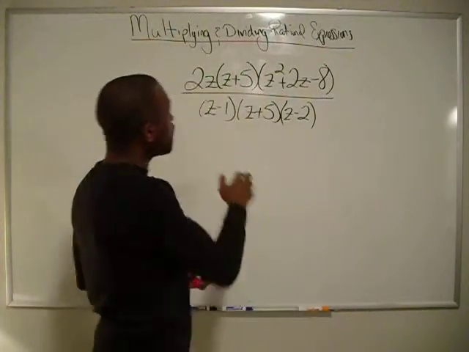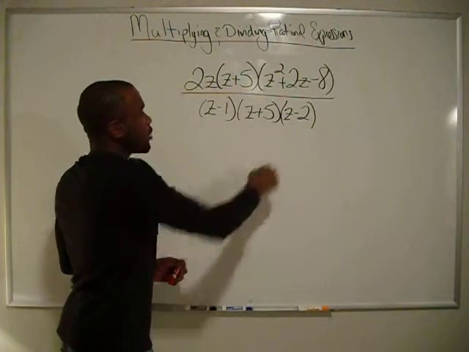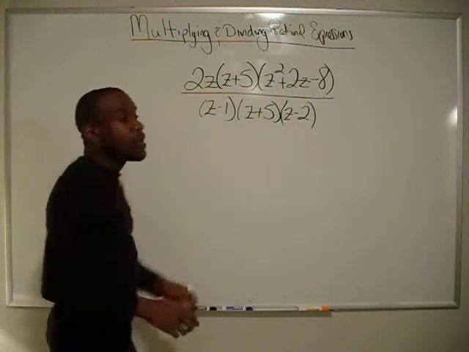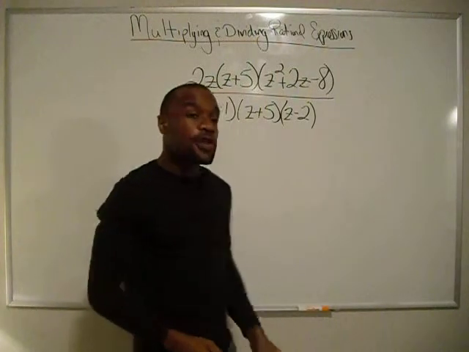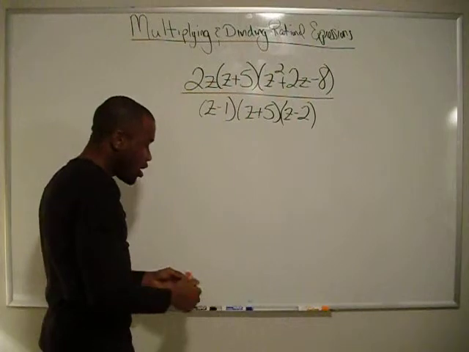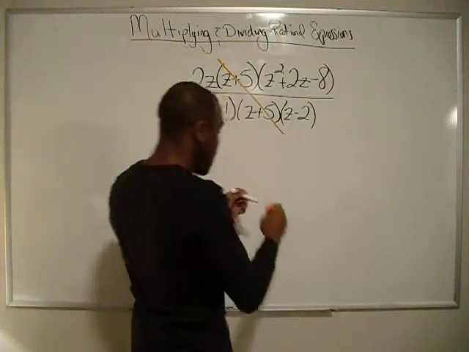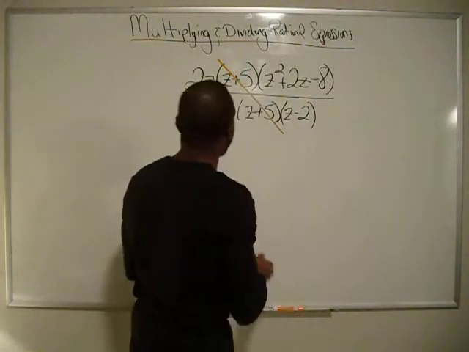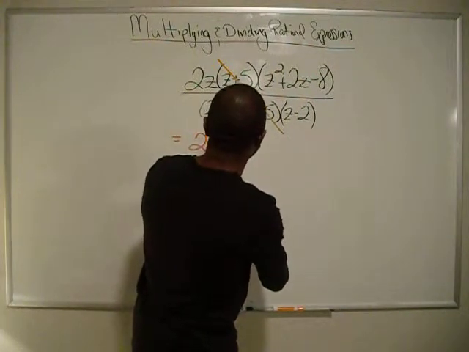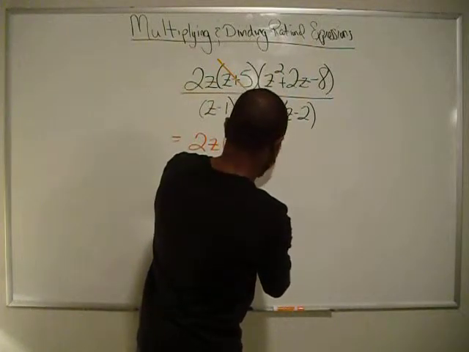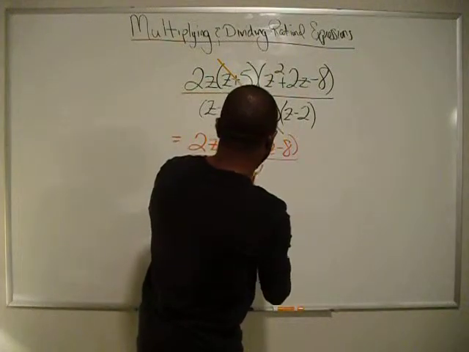So now, up front, what can you tell me about this problem? I have these three terms on top and these three terms on the bottom. One of these terms looks like the other one on the upstairs and the downstairs, right? If you look carefully, you get z plus 5 and z plus 5. What can we do with those? Boom, cancel them out. What are we left with, folks? We're left with 2z times z squared plus 2z minus 8 over z minus 1 and z minus 2.